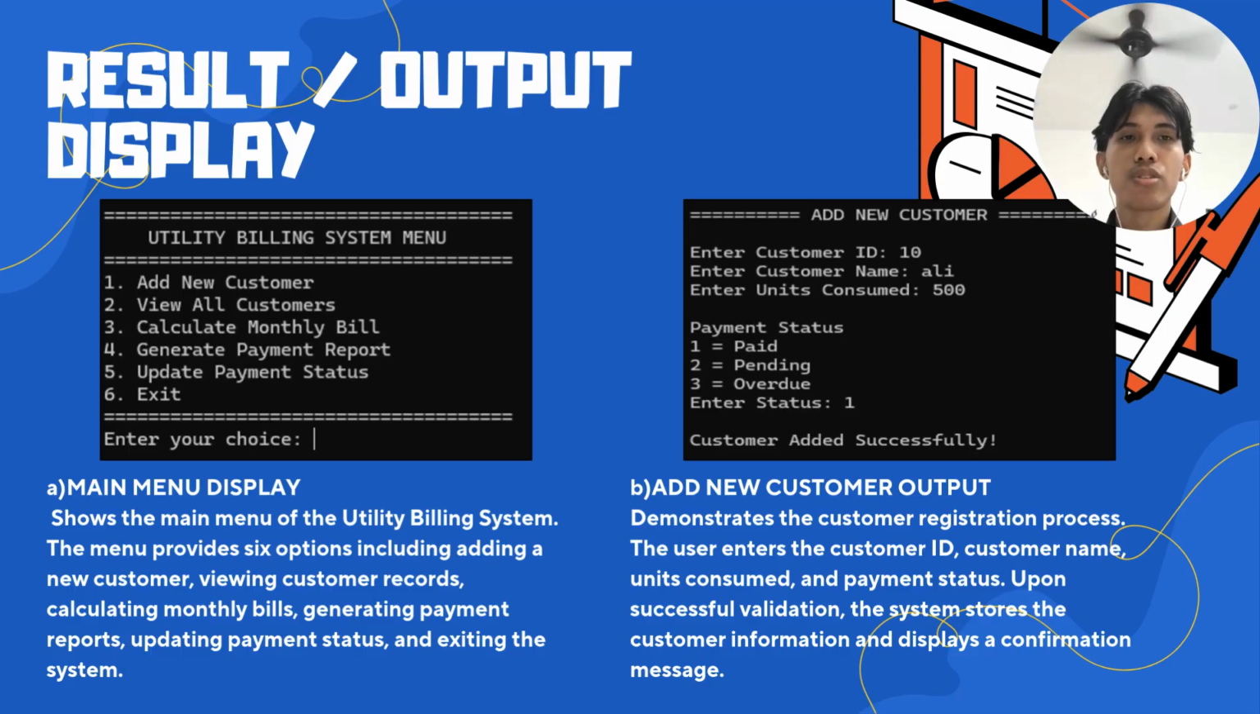Okay, this slide shows the first output of our program. The first screenshot displays the main menu, which contains 6 available functions. The second screenshot demonstrates the customer registration process. Users enter customer details, and once the information is validated, the system successfully stores the customer record.